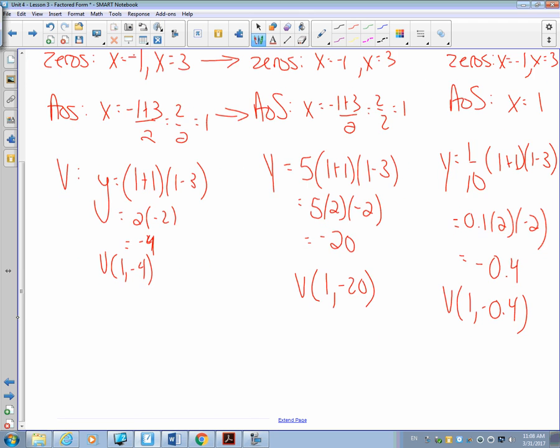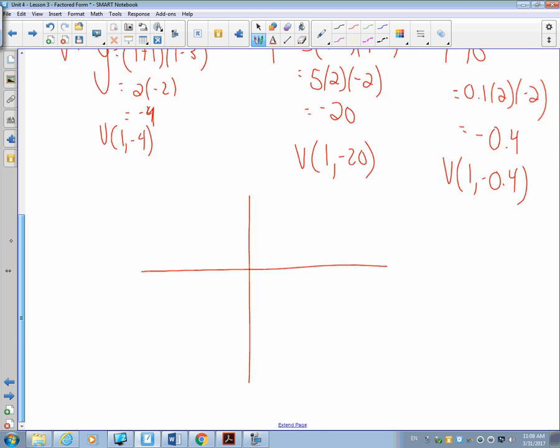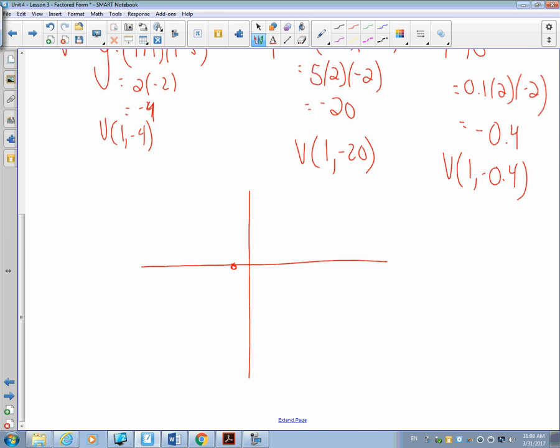So let's sketch these things. We'll put them all in the same graph. Okay, our zeros. We were told our zeros were -1 and 3. And my first one had a vertex of 1 and -4, so halfway in between and down to -4. All right, so my graph would look like this. That's the first one. The second one had the same zeros, but because we changed the A value to a 5, our vertex went way down below. Now it's down here at 1 and -20.